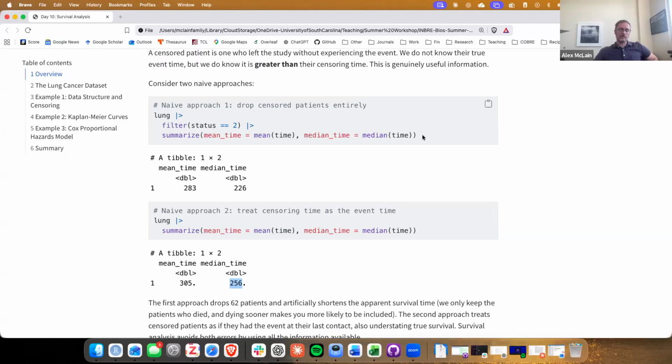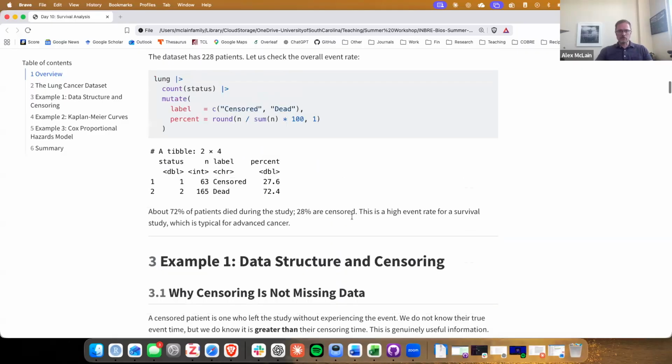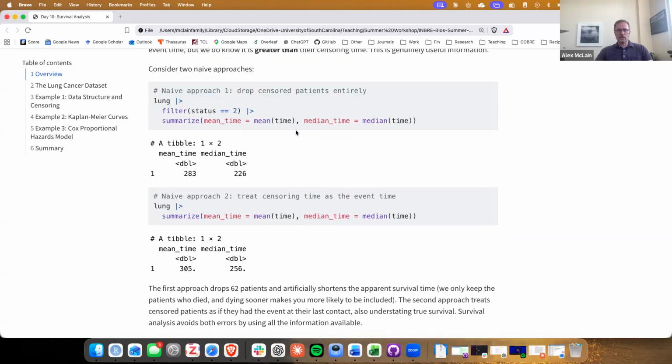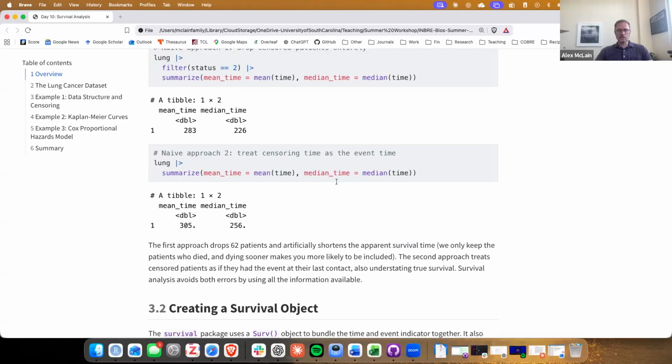When we drop patients entirely, we're creating a biased sample. So then we're only looking at the median time to death among people who died in the study. So that's an unclear population. The second one, clearly, a censoring time is not an event time. The event times for those who would be censored would be larger than the censoring time. This third person in the study, 1,010 days, and then they were censored. What was their true event time? We don't know, but we know it was larger than 1,010 days. So this is going to underestimate survival. This is also going to underestimate survival. Both of these versions are going to do that.